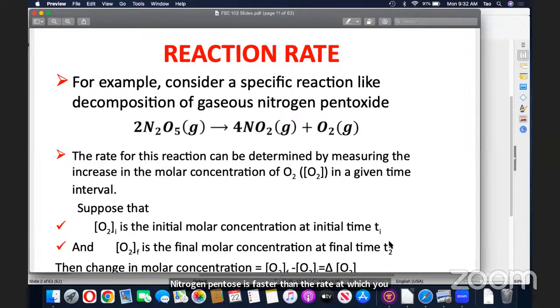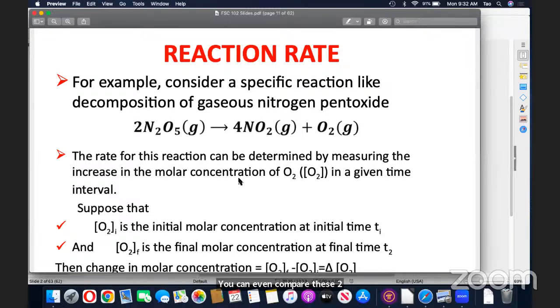Now, if you also compare N2O5 with NO2, what that is telling you is that the rate at which you're consuming N2O5 is slower than the rate at which you're producing NO2. Because if you're consuming 2 mole of this just to produce 4 mole of this, it means the rate of consumption of this is lower than the rate of production of this, because you're producing 4 mole while consuming 2 mole. You can even compare these 2 products.